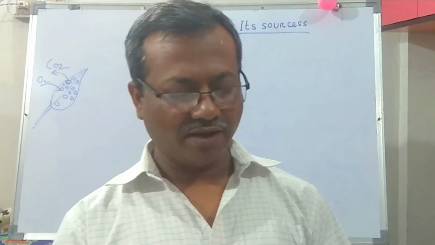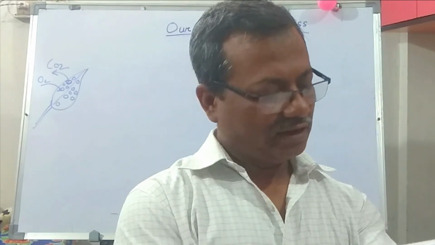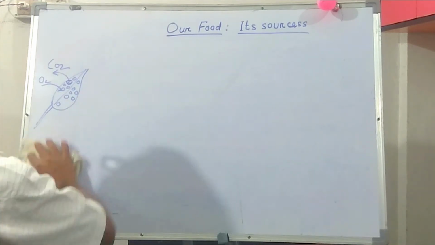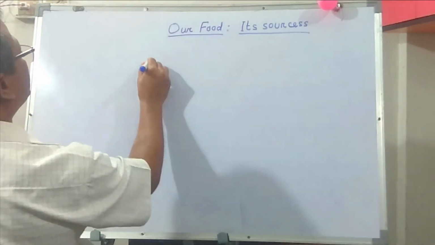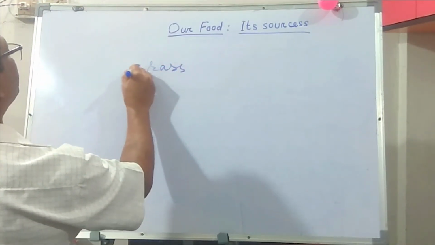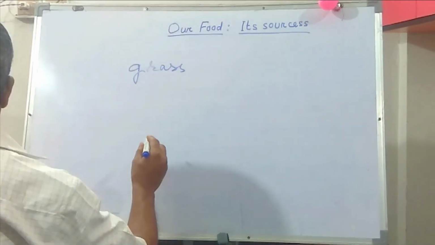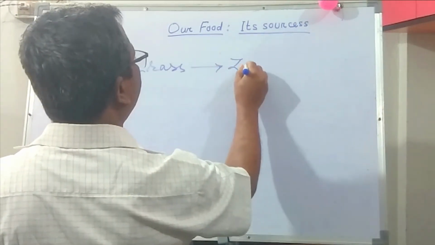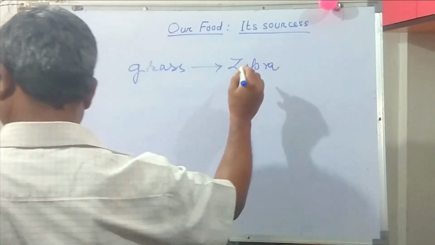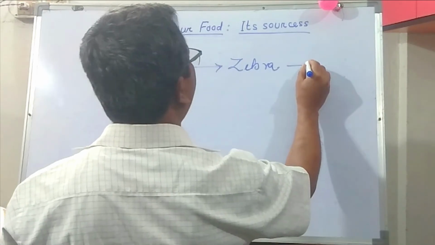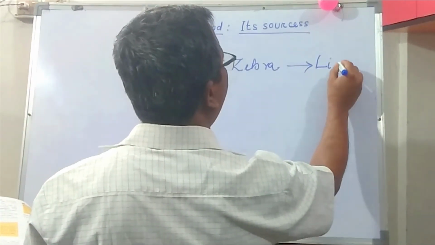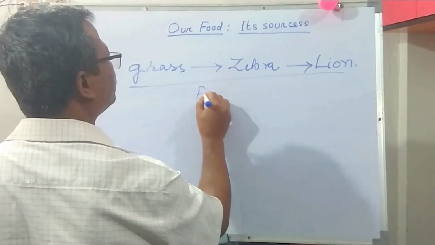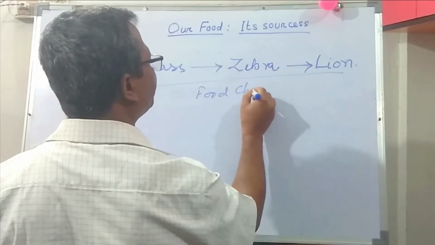In a grassland, the following food chain operates. Now you see, this is grass. Grass is eaten by zebra. Zebras are eaten by lion. So this is also called a food chain.